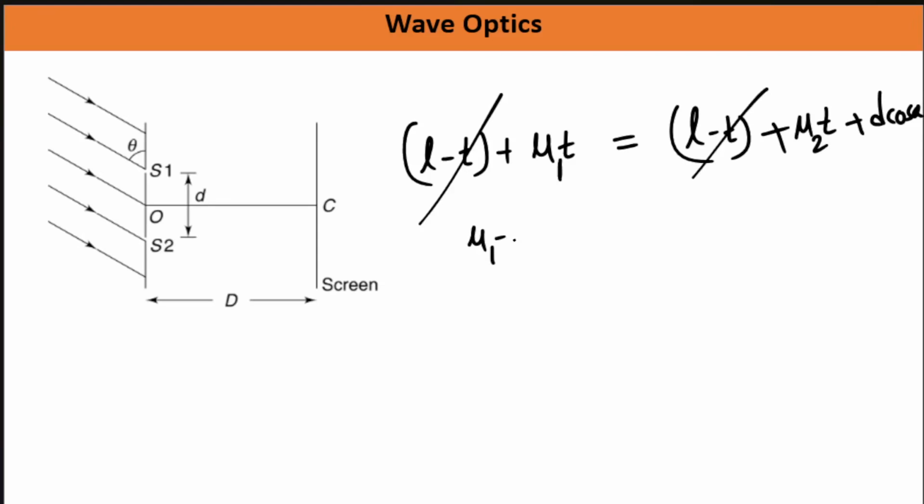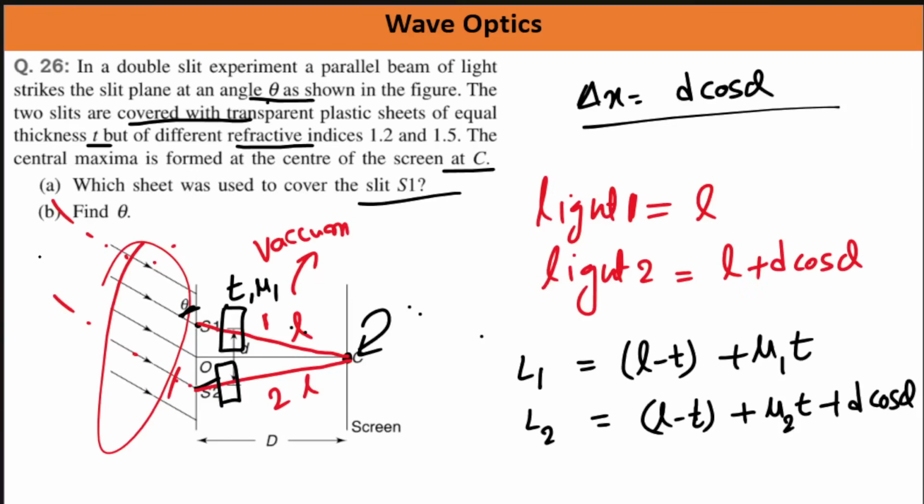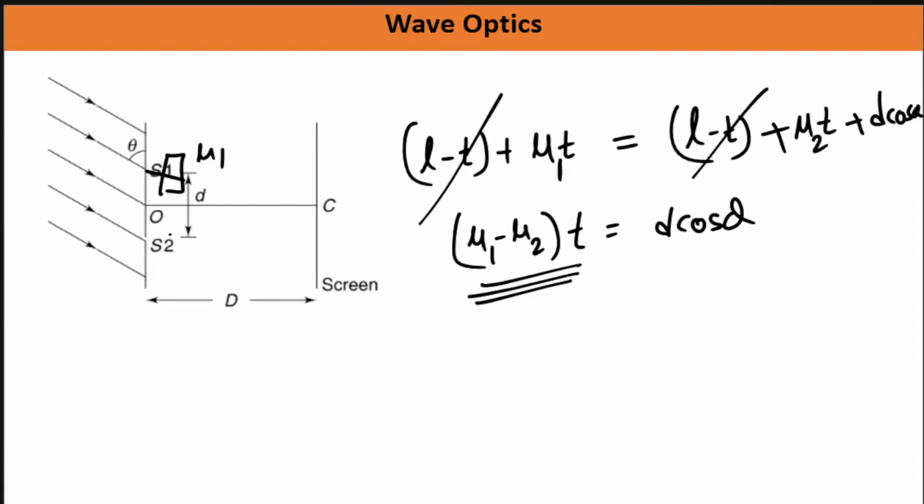सो म्यू 1 माइनस म्यू 2 t is equal to how much? D cos theta. So D cos theta is what? This is a positive quantity. This has to be positive, right? And here in this space we have taken what? Mu 1. Am I right? Yeah. And in this space we have taken as what? In this space we have taken refractive index to be mu 2. ठीक है. So if this is positive, this also has to be positive, and this is only possible if mu 1 is greater than mu 2.